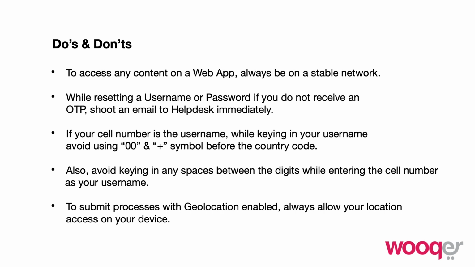While resetting a username or password, if you do not receive an OTP, shoot an email to help desk immediately. If your cell number is the username, while keying in your username, avoid using 00 and plus symbol before the country code. Also, avoid keying in any spaces between the digits while entering the cell number as your username. To submit processes with geolocation enabled, always allow your location access on your device.